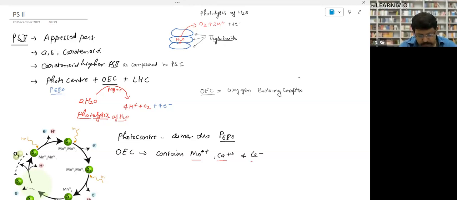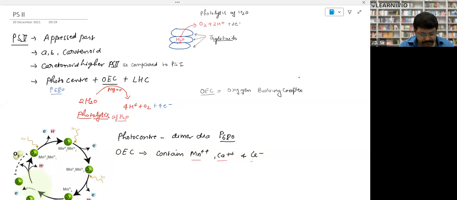Next, PS second contains the photocenter, oxygen evolving complex, and light harvesting complex, and electron carriers.